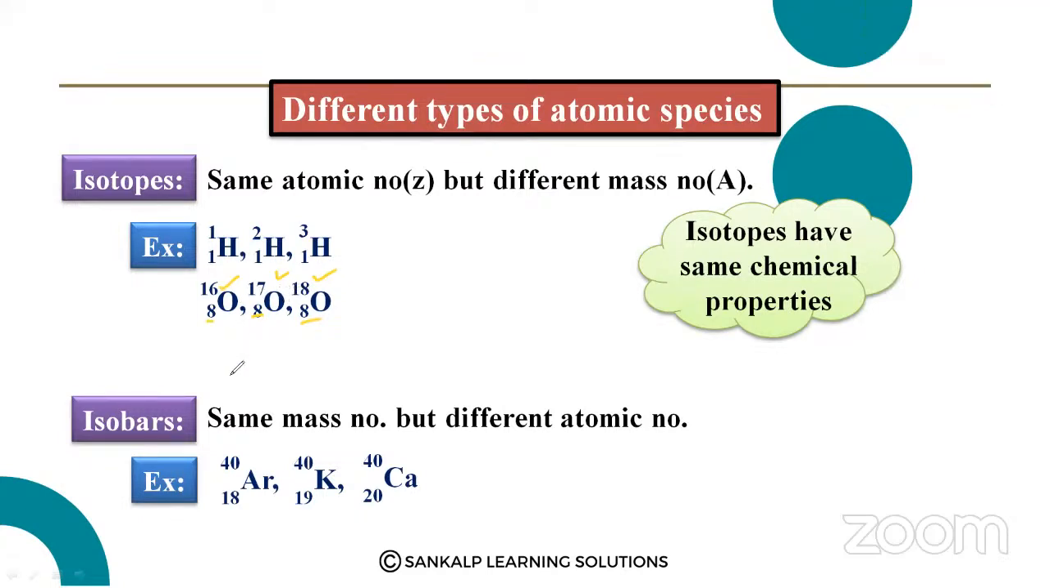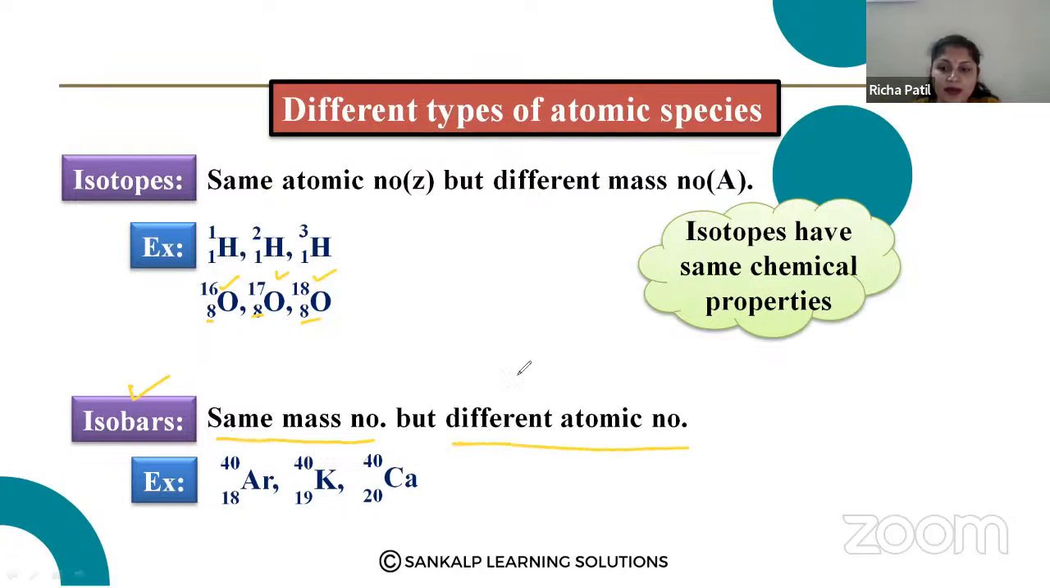Next is isobars. Remember this definition. They may ask you with an example, or give you options, and you have to tell whether it is isotopes, isobars, like that. What do you mean by isobars? When you have the same mass number but different atomic number, then they are said to be isobars.